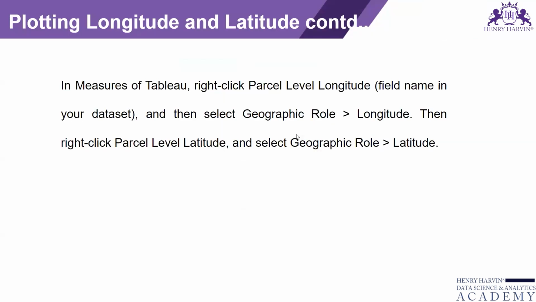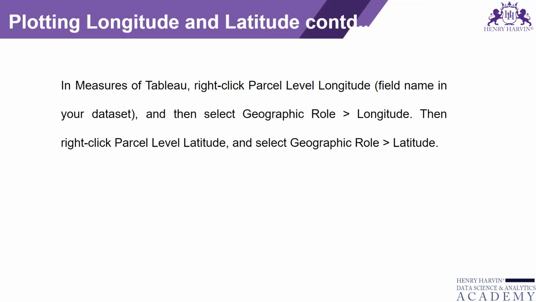and parcel level longitude. In the measures of Tableau, right click parcel level longitude, then select geographic role and longitude, then right click parcel level latitude. What we are doing is, we are given a set of latitude and longitude, but it's not the direct data type, the geographical role data type which we studied earlier. Tableau provides a data type for geographical roles such as latitude and longitude.